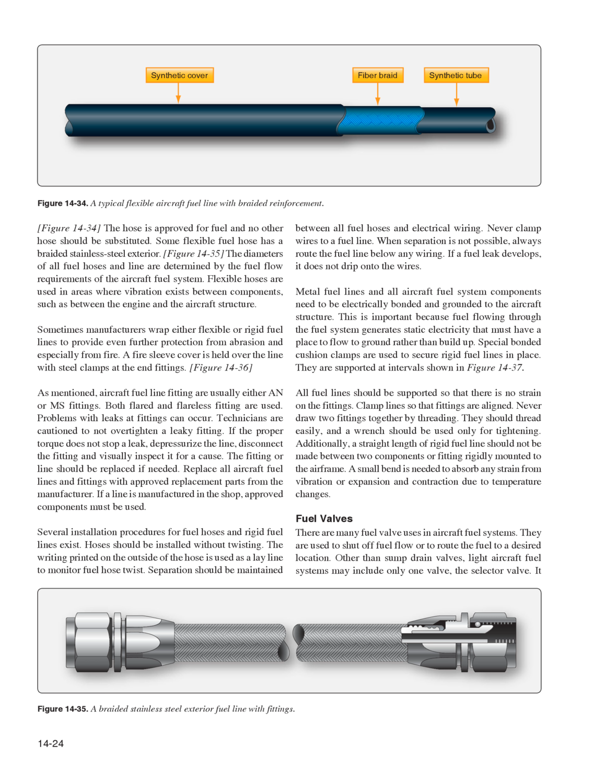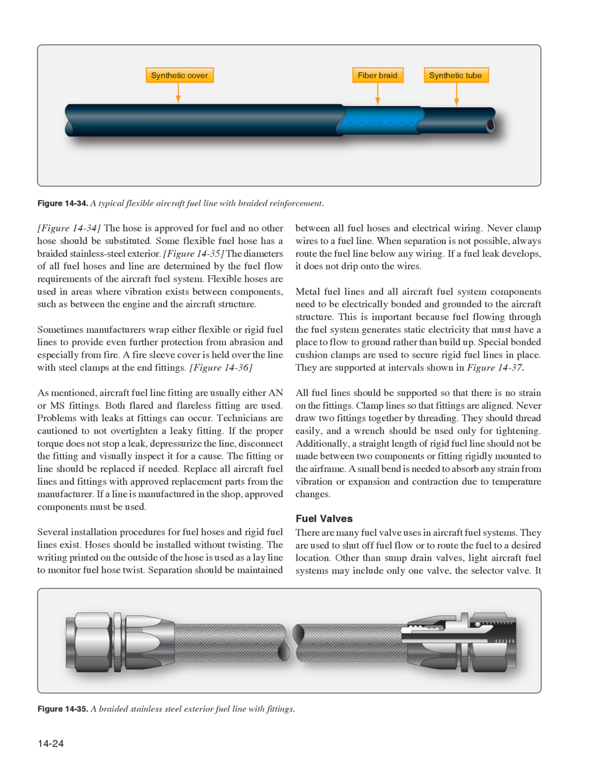Problems with leaks at fittings can occur. Technicians are cautioned to not over-tighten a leaky fitting. If the proper torque does not stop a leak, depressurize the line, disconnect the fitting and visually inspect it for a cause. The fitting or line should be replaced if needed. Replace all aircraft fuel lines and fittings with approved replacement parts from the manufacturer. If a line is manufactured in the shop, approved components must be used.